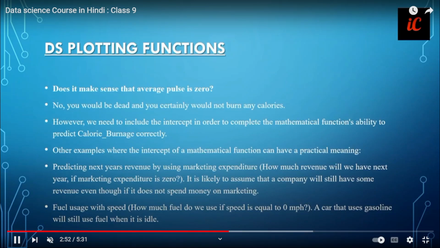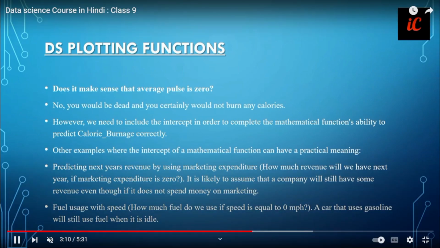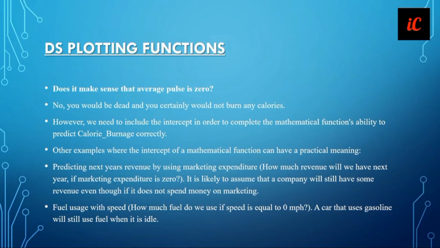Fine. After this we have a few things. Does it make sense that average pulse is 0? No, you would be dead and you certainly would not burn any calories. However, we need to include the intercept in order to complete the mathematical function's ability to predict calorie burnage. So we have to give some number, otherwise there is none. There is nothing like none. You have to burn something, right? Even if you are sitting, you are burning something. So a number should be given.